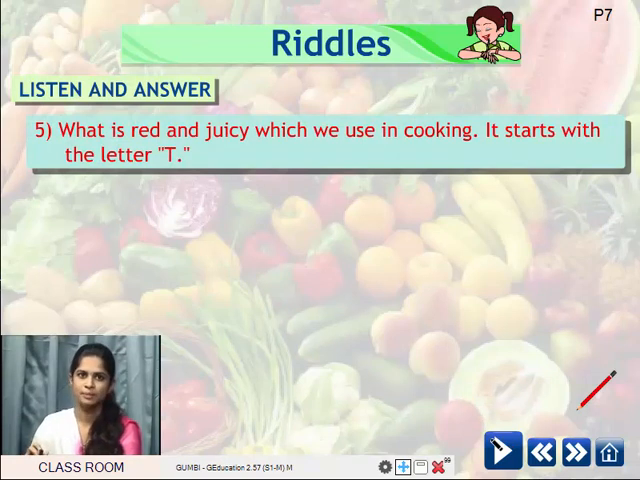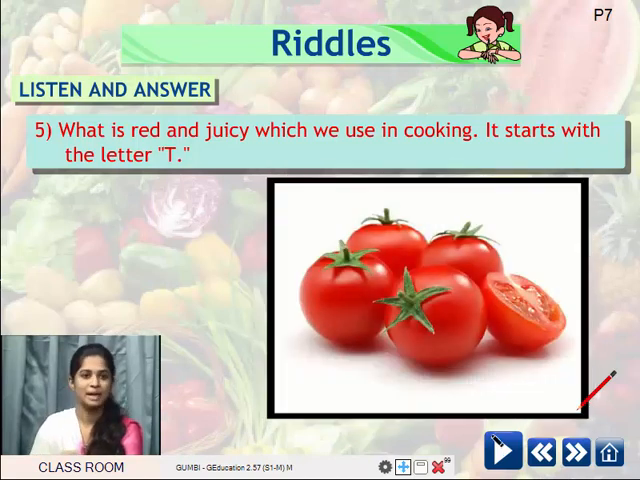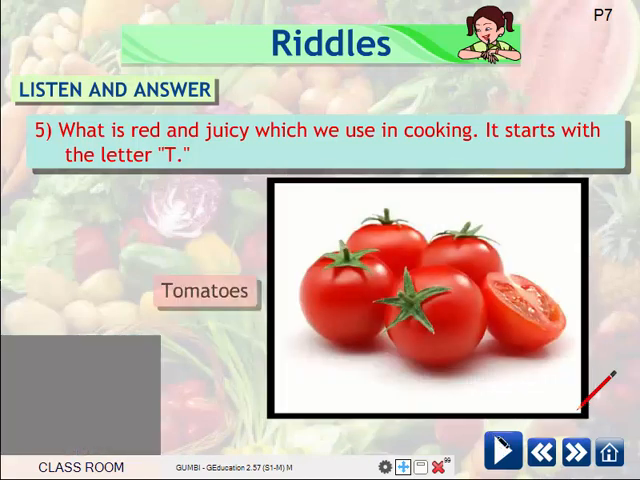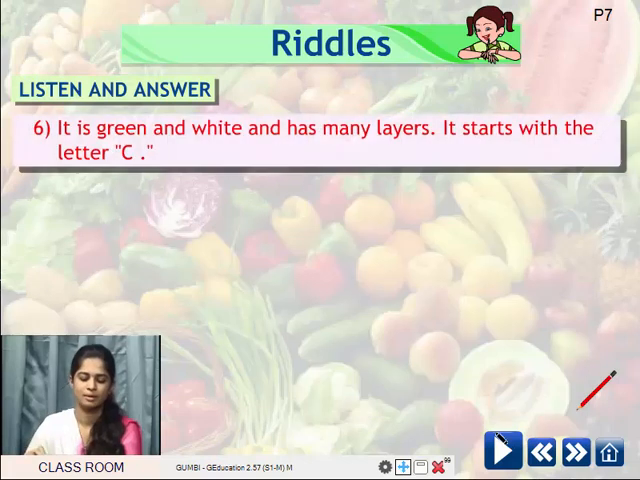My next riddle is, what is red and juicy which we use in cooking? It starts with the letter T. What is it, students? Yes, tomatoes.